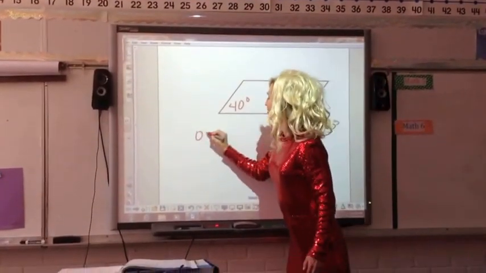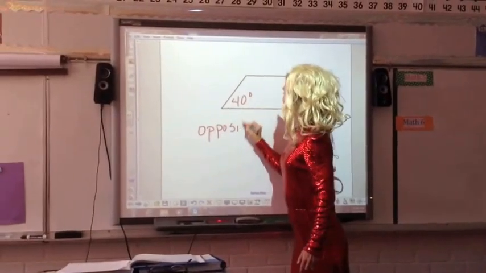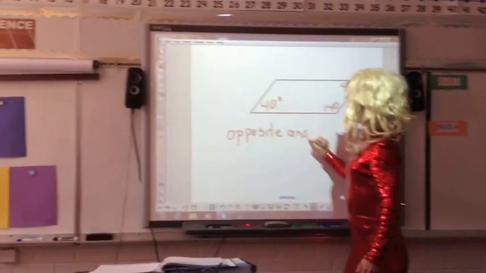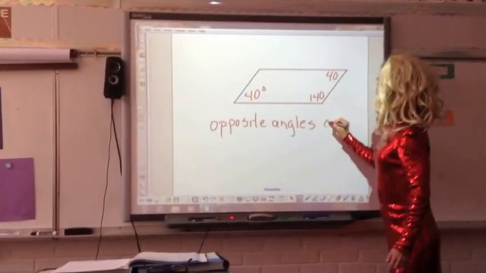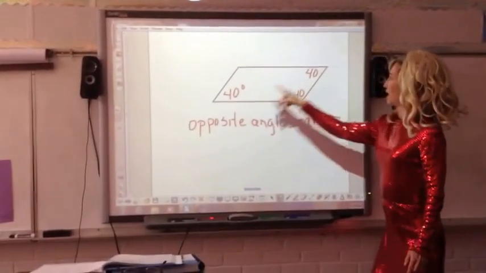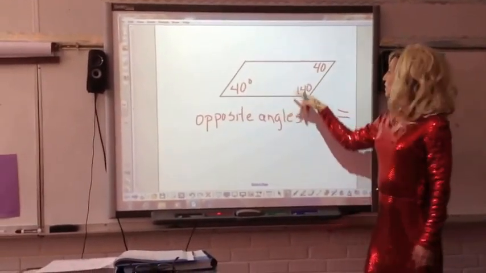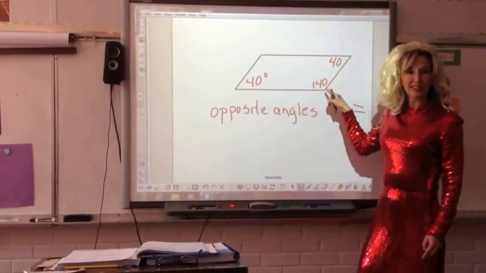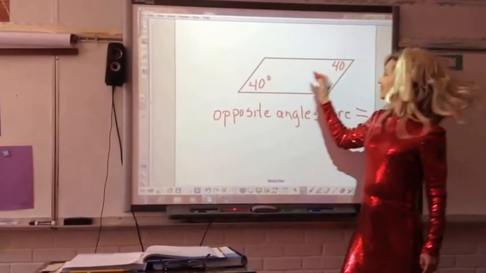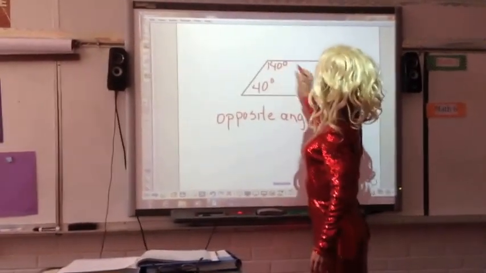So write in your notes, opposite angles are equal. Opposite angles are equal. So what will this angle be right here if we know that this is 140? Good, 140, because they're opposites.